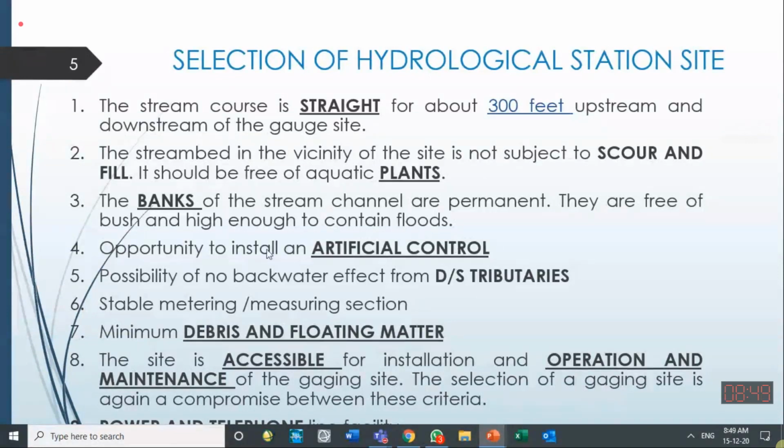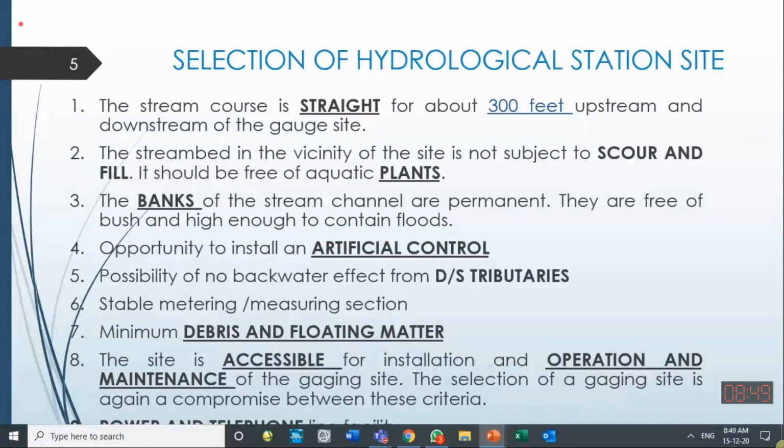If we are interested, we should have the opportunity to install an artificial control, if we want to build a weir over there, or a small dam, or if we want to install a flume over there. We should have this opportunity available if possible. There should be no backwater effect from downstream tributaries. Hopefully everybody knows what a tributary is. A tributary is a channel which is providing water to another channel, to a main channel.